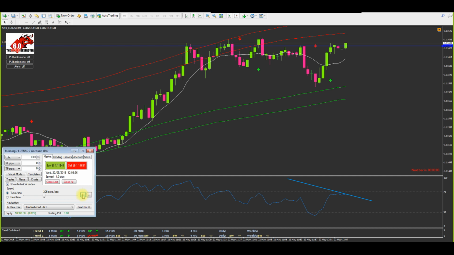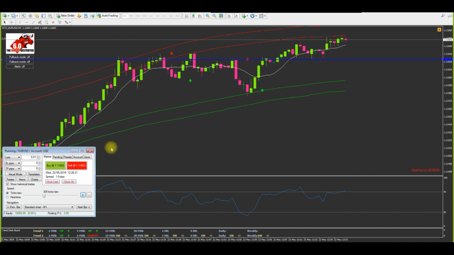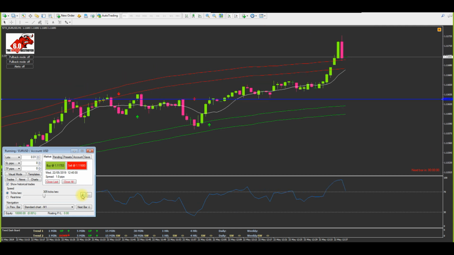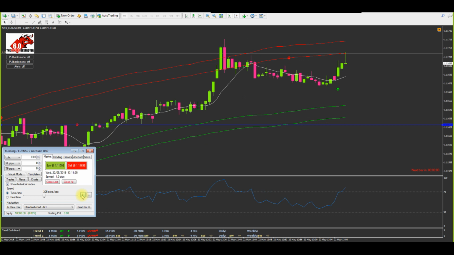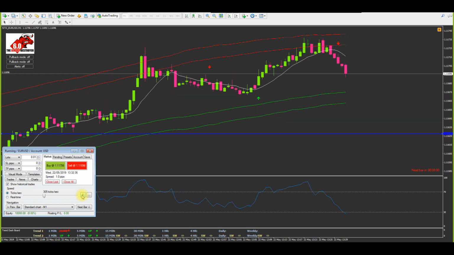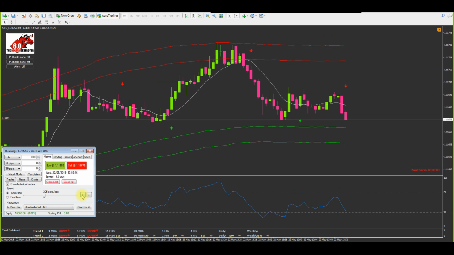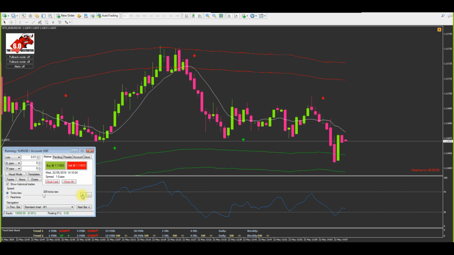So yeah, that's a trade that I would take, to be honest. You know, I'm not going to hide the fact just because it was a loss. I would have taken that trade, and I'd probably recommend everyone else to take the same trade as well. But you can't win them all in trading, can you? So let's see what happens.